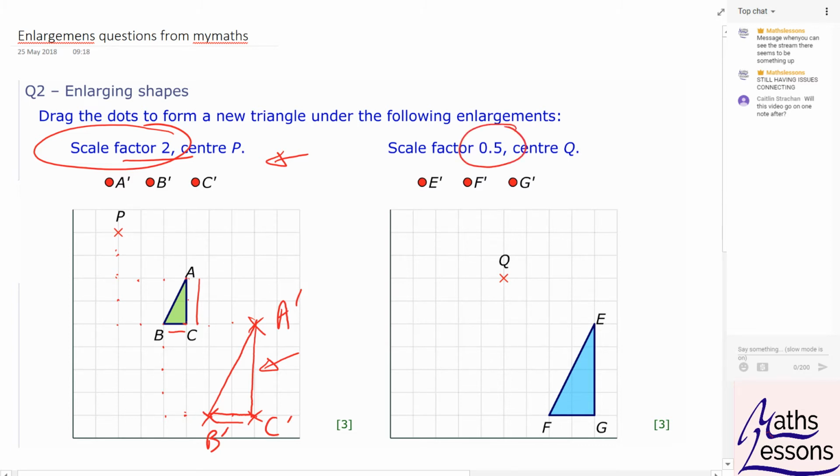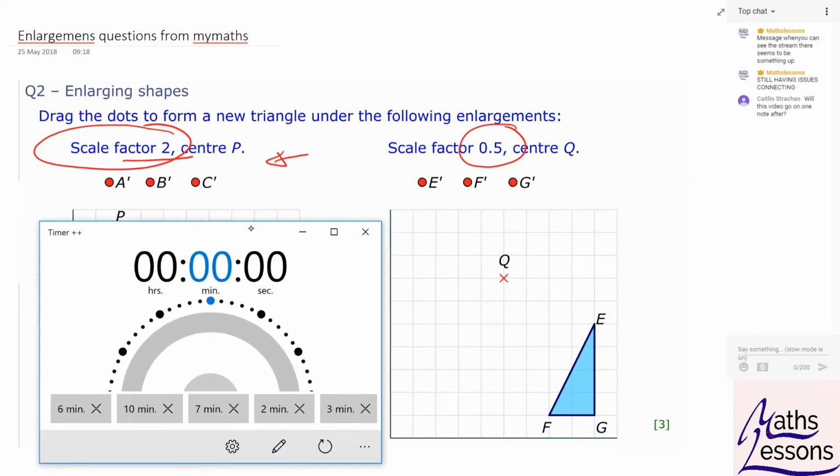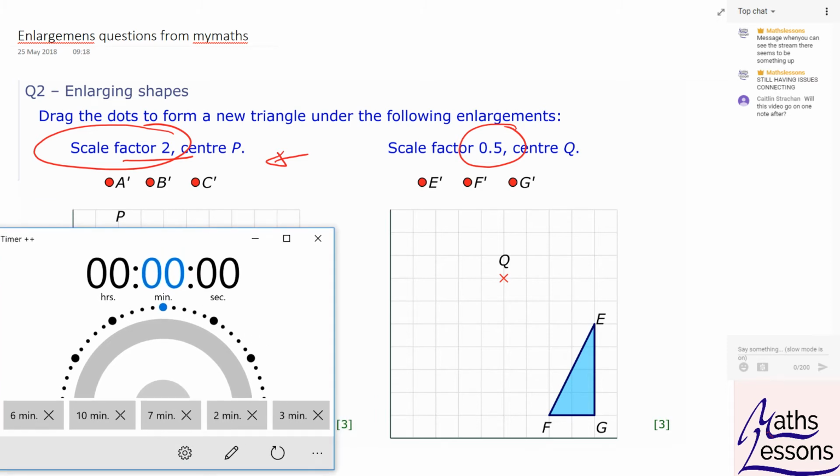So on this one, we're looking for a scale factor of 0.5, so the shape must end up half the size. Okay, so I'm going to give you 1 minute to have a go at drawing a sketch of what you think this one would look like. Off you go.